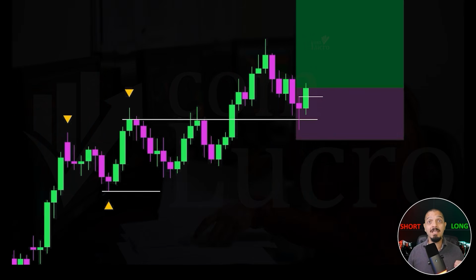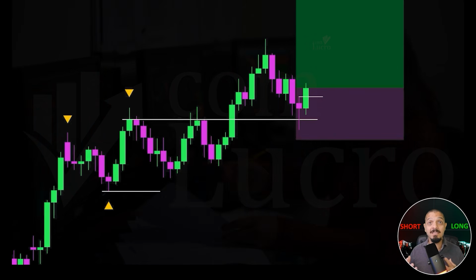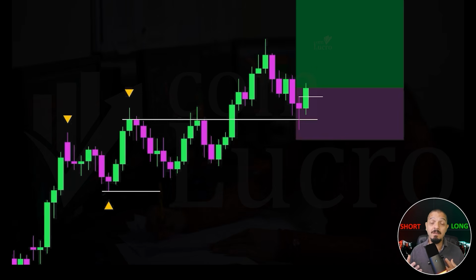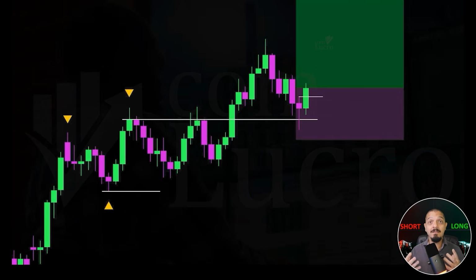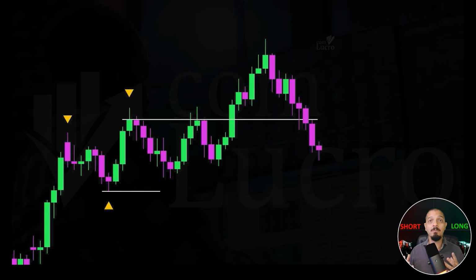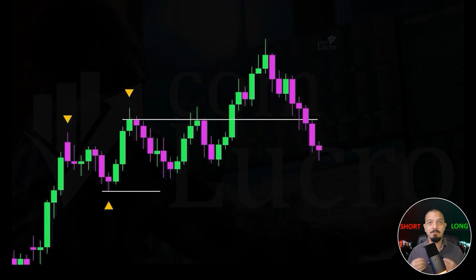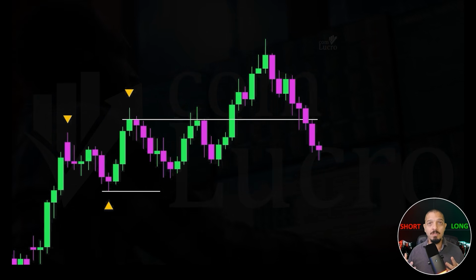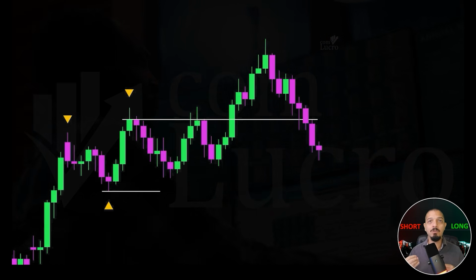You can enter once a candle closes above the previous candle's high. That's your signal that the level is being respected. If there's no confirmation and price keeps falling, simply skip the setup. You can also zoom into a lower time frame to refine your entry.